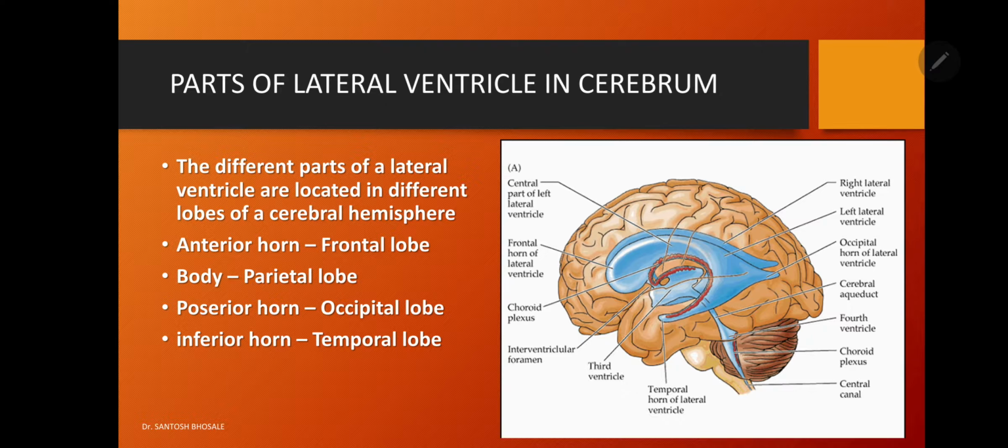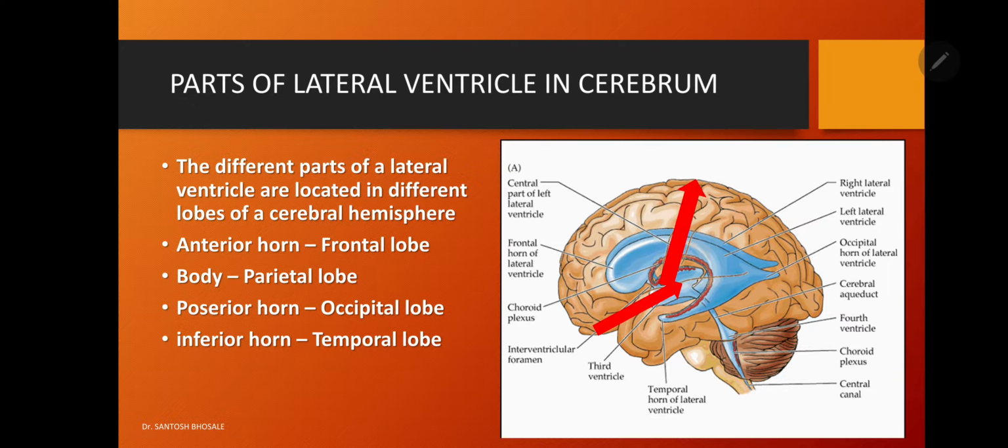And as I already told you, the different parts of the lateral ventricle are located in the different lobes of the cerebral hemisphere. So the anterior horn is lying in the frontal lobe, you can see there, and the body lies in the parietal lobe. The posterior horn is in the occipital lobe. The inferior horn lies in the temporal lobe.